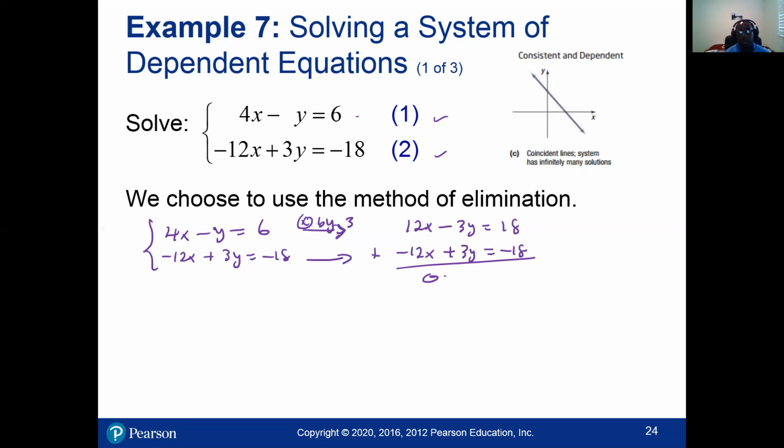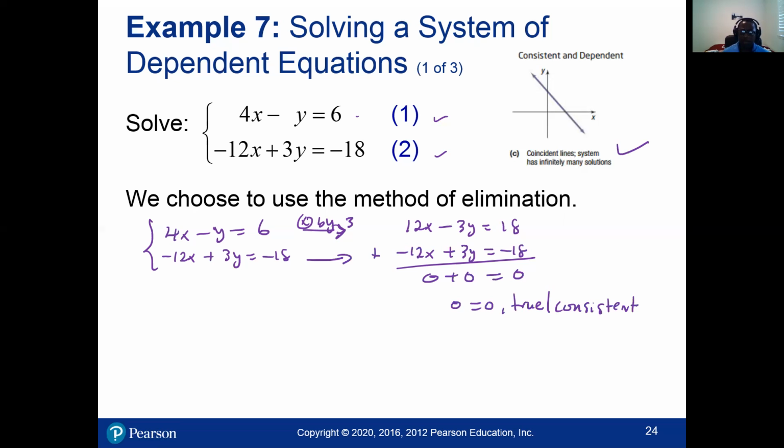You get 0 plus 0 is equal to 0. Of course, 0 equal to 0 is true, so we say that it is consistent. Since it's consistent, it's going to have infinitely many solutions. When you draw the graph, the lines coincide, and therefore the system has infinitely many solutions.